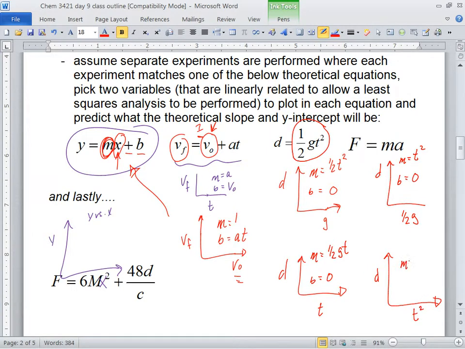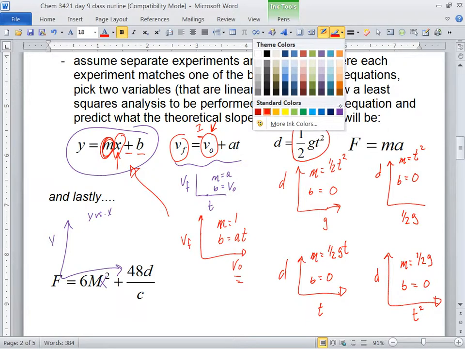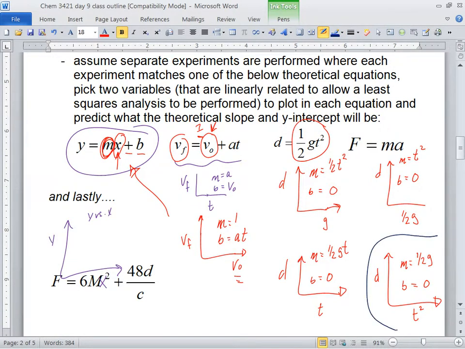So my slope, everybody would be what then? 1/2 g. And my y-intercept, everybody would be 0 plus whatever's there. Okay, so this is it right there. And this is the power of understanding this stuff.